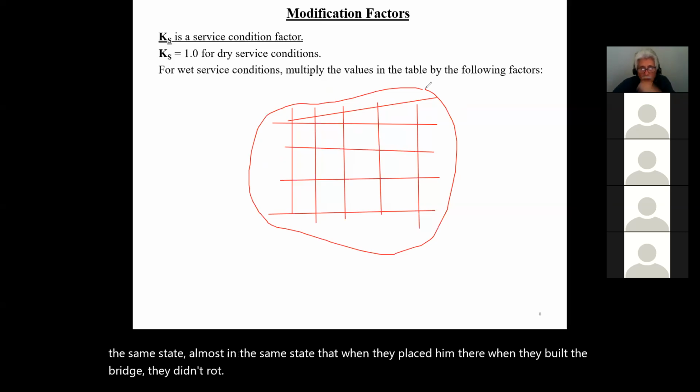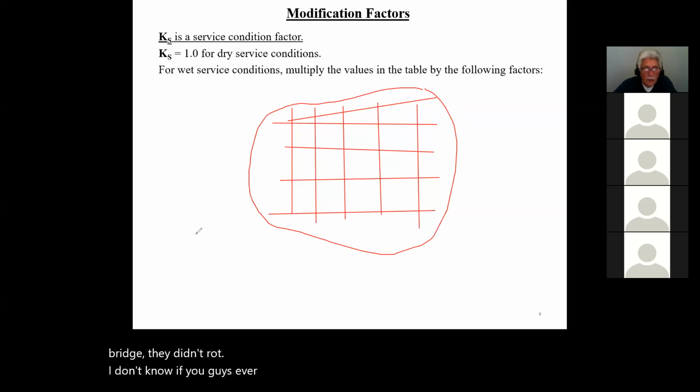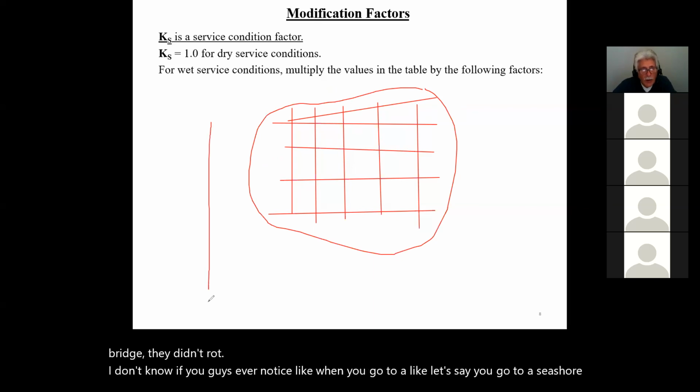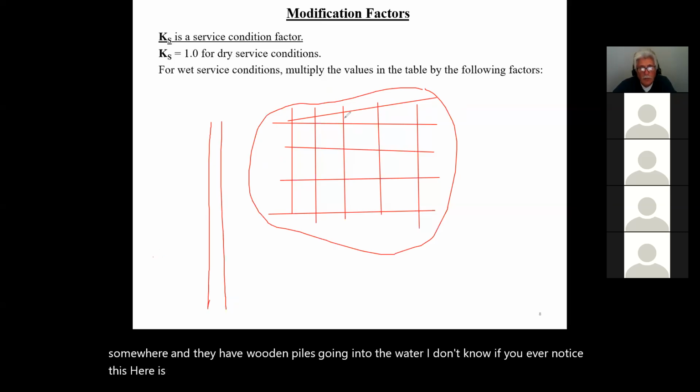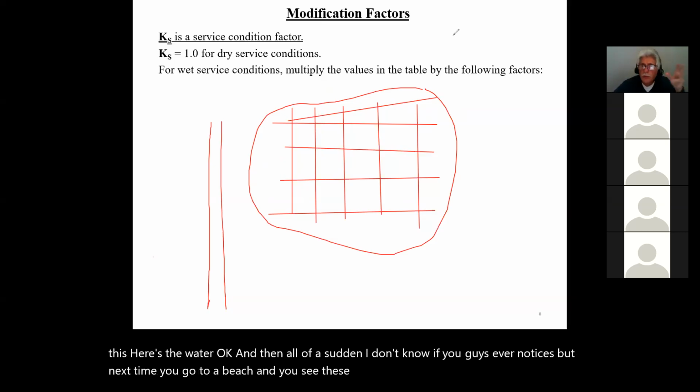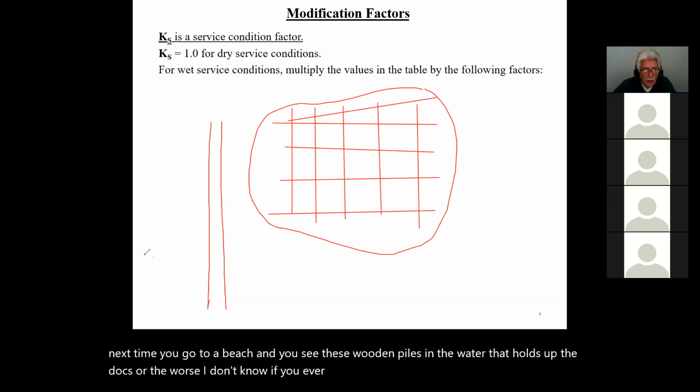I don't know if you guys ever noticed, let's say you go to a seashore somewhere and they have wooden piles going into the water. Here's the water, and next time you go to a beach and you see these wooden piles in the water that hold up the docks or the wharfs, if this is the low tide and this is the high tide, okay?